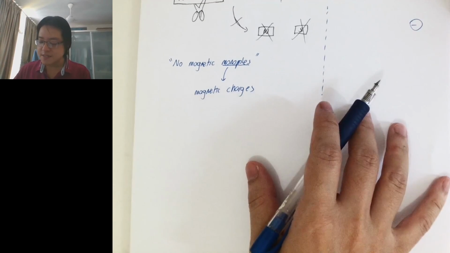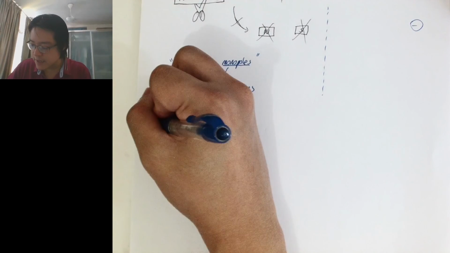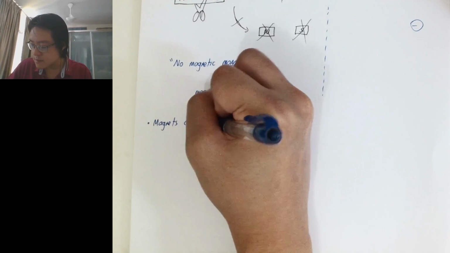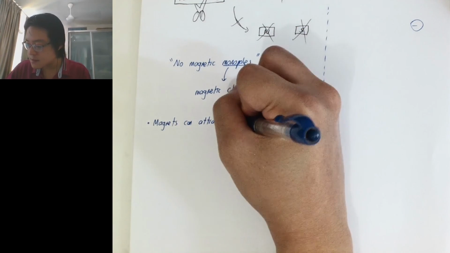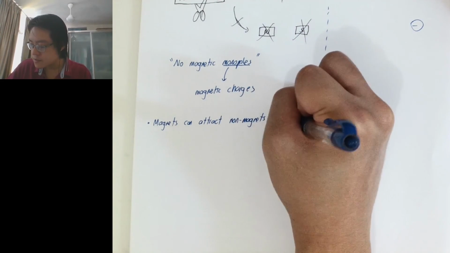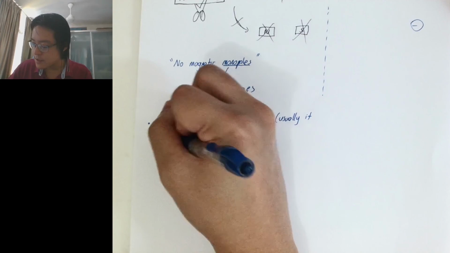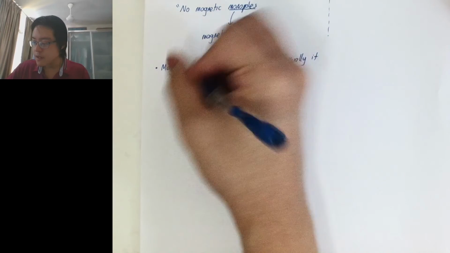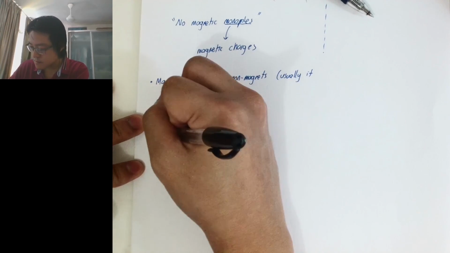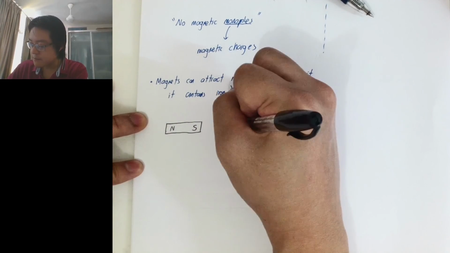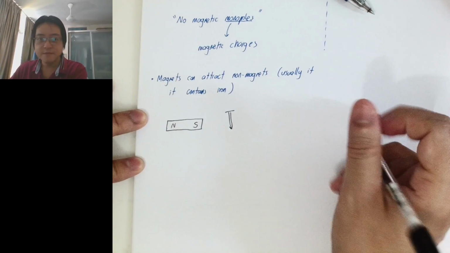There's another difference, and this is kind of the obvious one. Magnets can attract non-magnets, usually if they contain iron. So if I have a magnet, north, south, and let's say I have some metal thing, a metal nail.